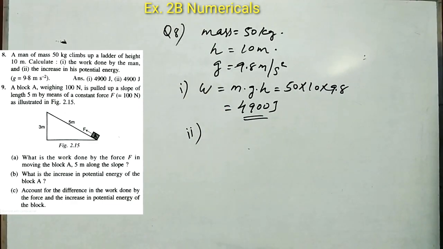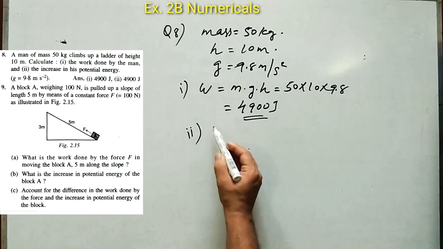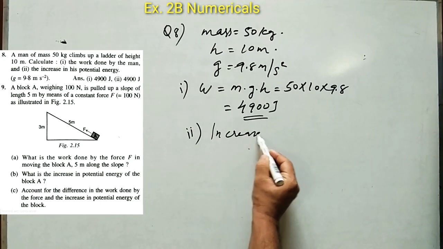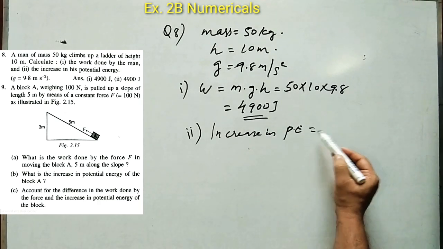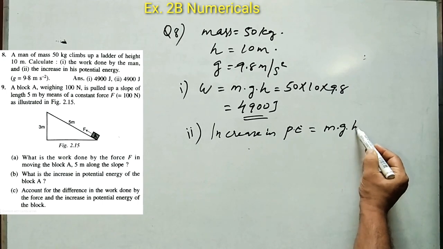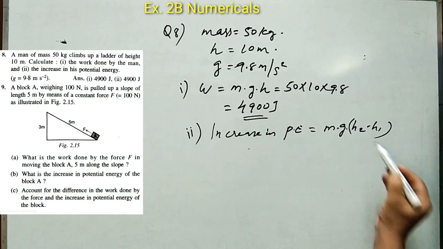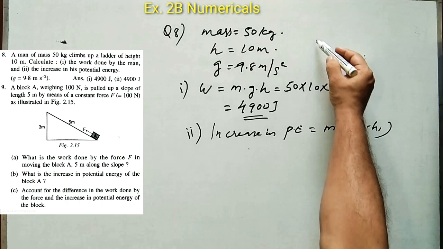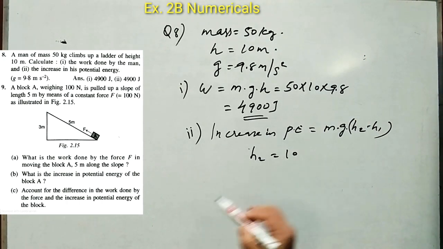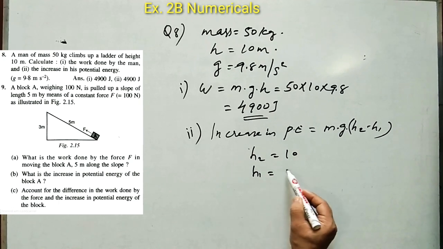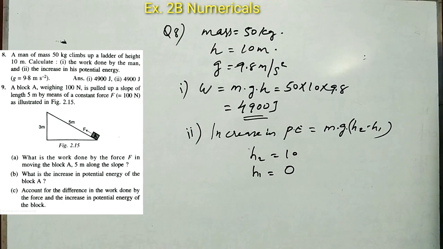The second part of the question tells us to calculate the increase in potential energy. So increase in potential energy is given by the formula mg into h2 minus h1. Clear? Here you can take h2 as the height of the ladder, h2 as 10 meter, and what is h1? h1 is, since the ladder is at the ground level, so we can take the ground level mark h1 as 0. Clear?